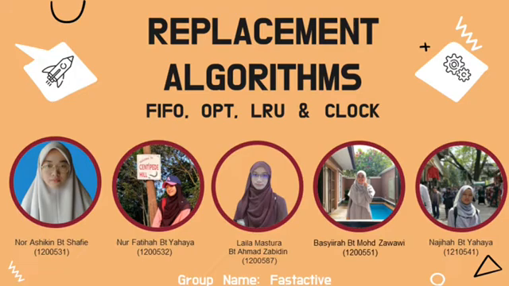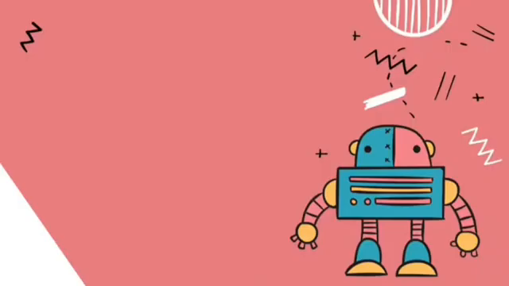The first one is Nur Ashikin binti Shafie. Second, Nur Fatihah binti Yahaya. Third, Laila Mastura binti Ahmad Zabidin. Next is Basyiirah binti Mohd Zawawi. And I'm the last one, Najihah binti Yahaya. So, I will pass the next part to my friend.